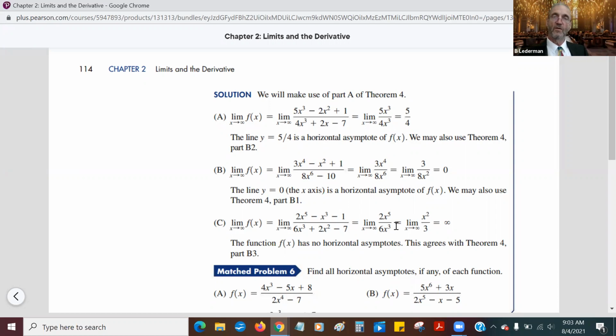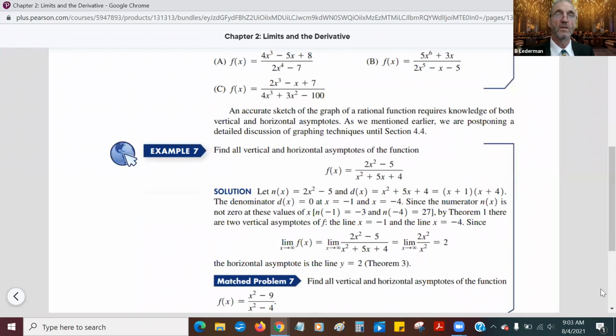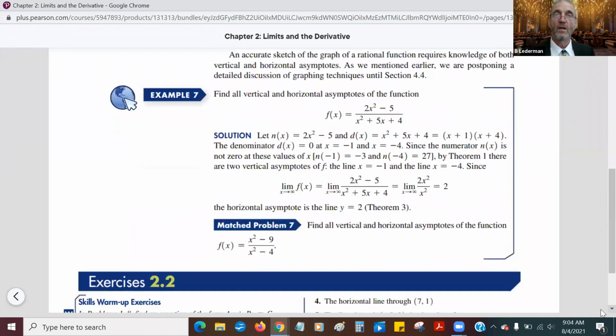So it's x to the 5th over x to the 3rd, which becomes x squared. X squared is the same as it goes to infinity. It's going to be positive infinity in both ways, which basically means no asymptote. Alrighty, let's look here. Now let's say you want to find the horizontal and the vertical.